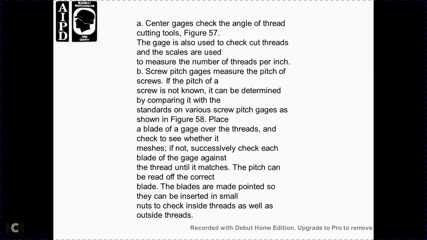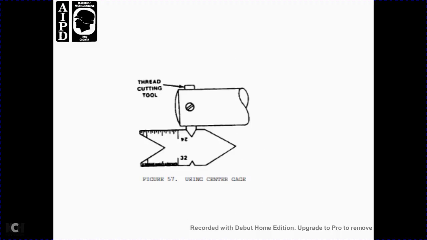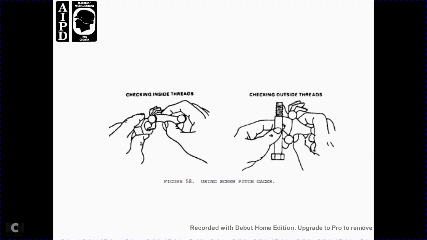The blade can be pointed so that it can be inserted in a small nut, checking the inside of the root as well as the outside threads. Figure 55 shows using a center gauge on the thread cutting tool. Checking the inside of the threads. Checking the outside of the threads. Using the screw pitch gauge.